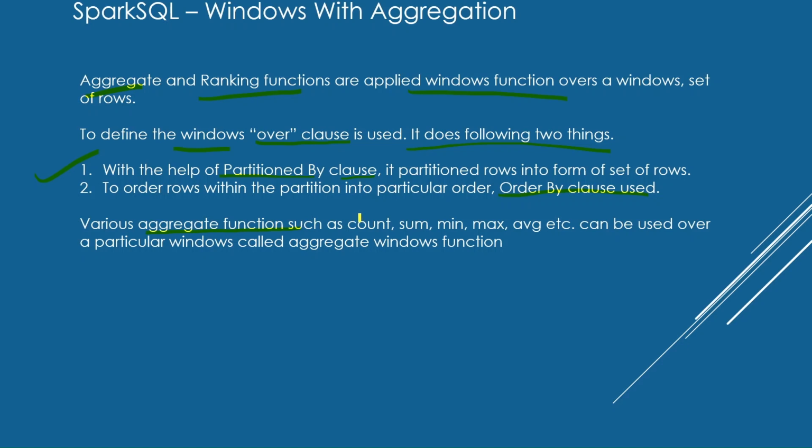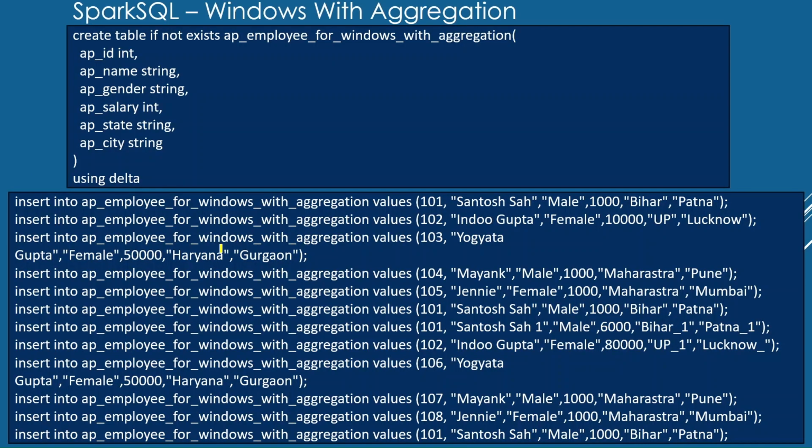So which kind of aggregate function can we use? A couple of them are count, sum, mean, max, average, and these functions are also called aggregate window functions. So I am going to perform my exercise. I will show you how this window aggregation function works.